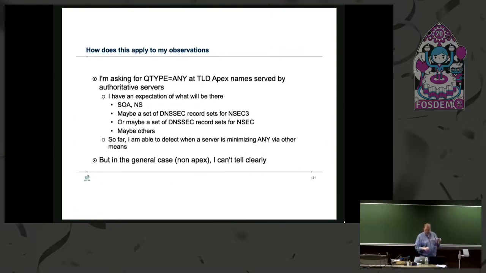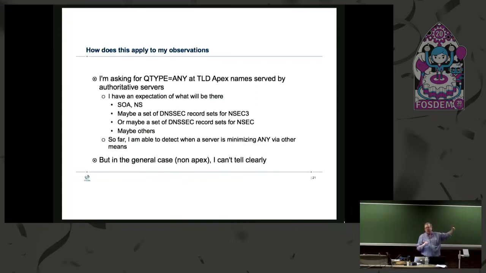Now, how does this apply to my observations here? I guess I didn't bring this slide up earlier. I probably should have. I was asking from this end about information over here. But I know over here, these are Apex.